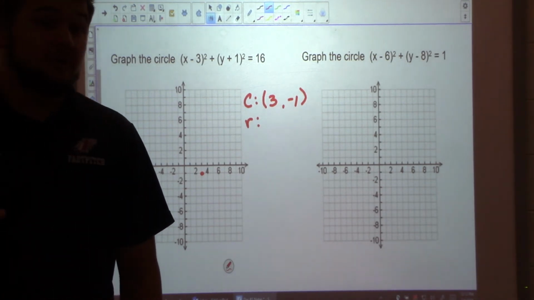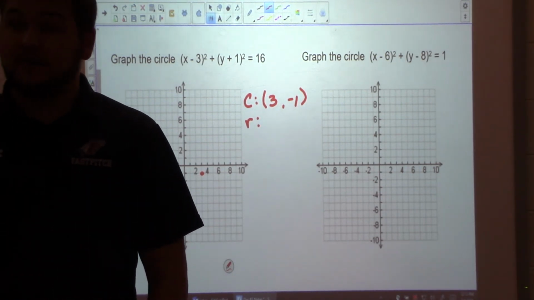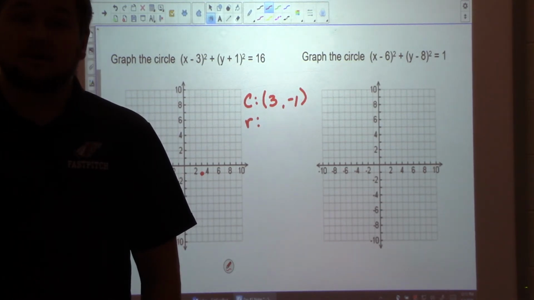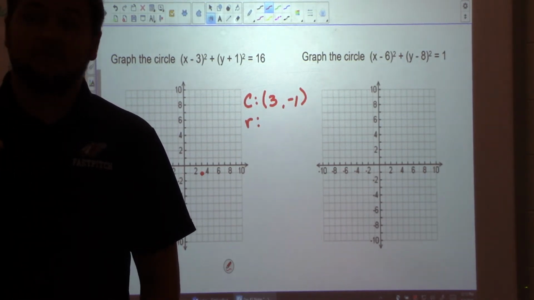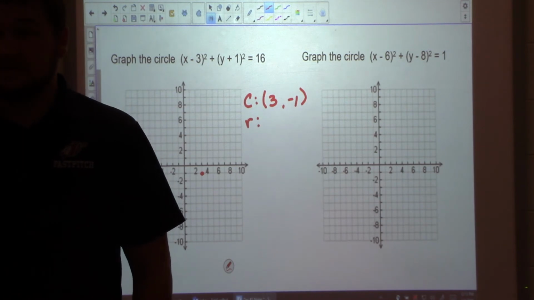I prefer if you do. That way you don't lose it when you're trying to count out for your radius. If you don't put it there, I'm not going to mark it wrong. If you do put it there, I'm not going to mark it wrong. Alright? Does that make sense?